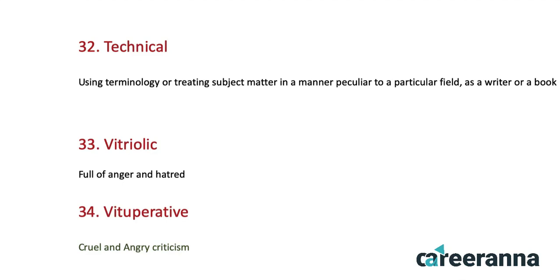Then the next tone is vitriolic. Now this basically refers to full of anger and hatred. This is again similar to contemptuous, but contemptuous and vitriolic is not something which you will find simultaneously as different options in the examination. The last one is vituperative. This basically means where the author is trying to be criticizing a particular subject in a very cruel and angry way.